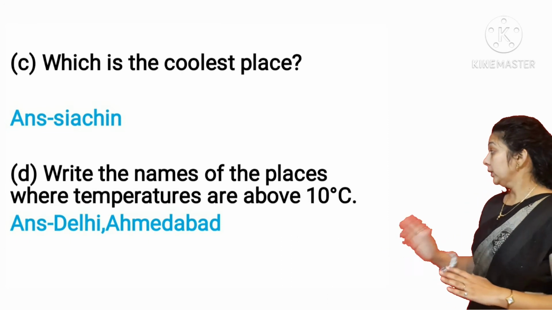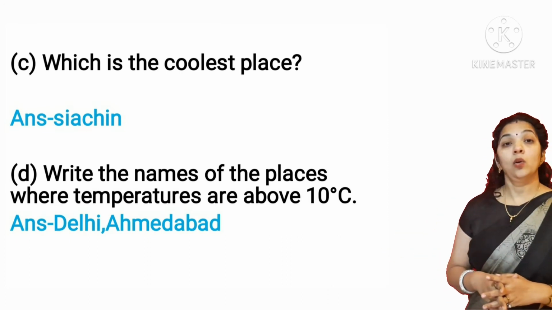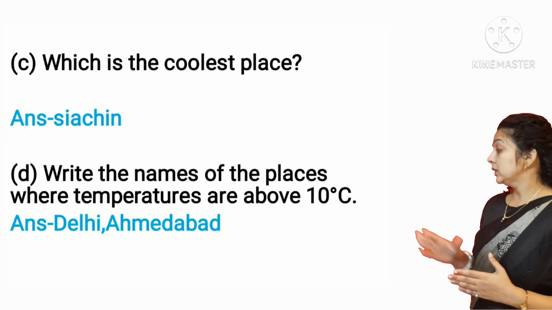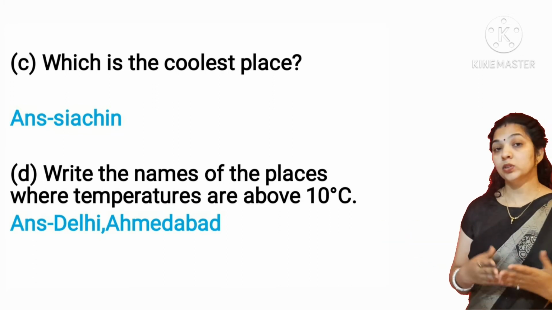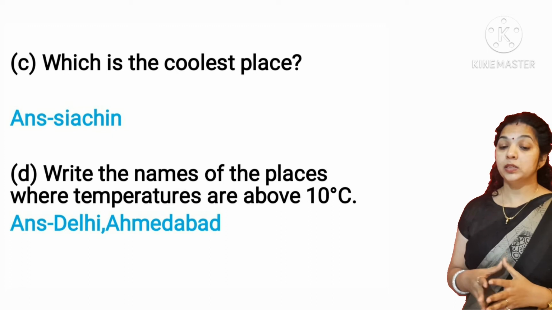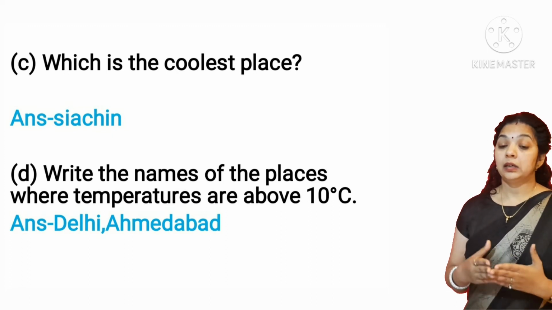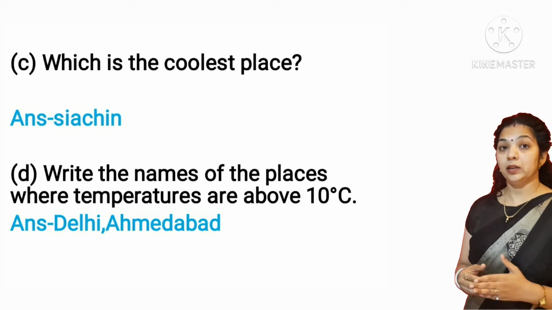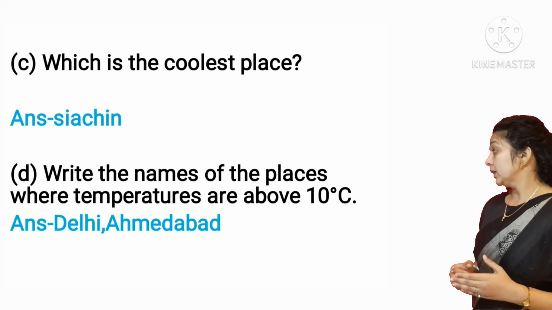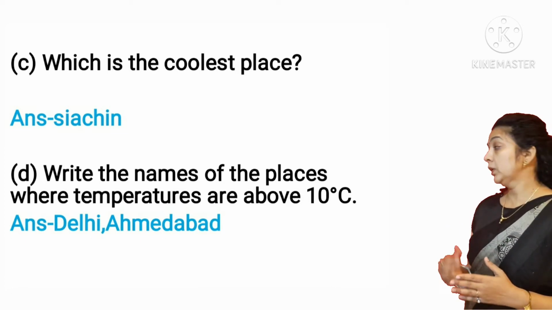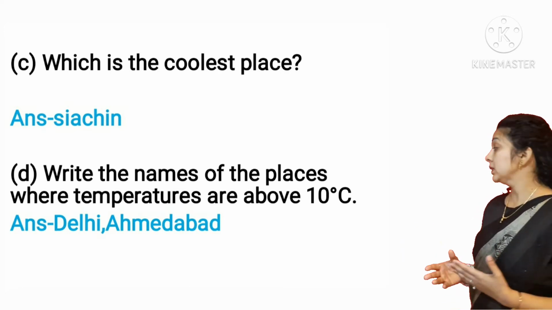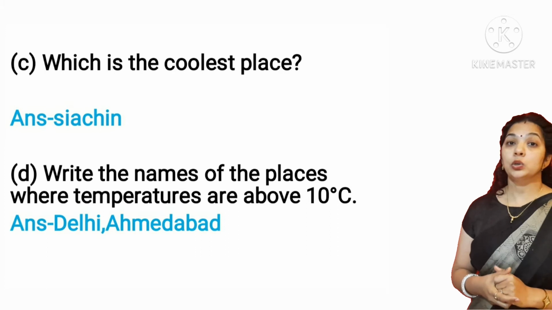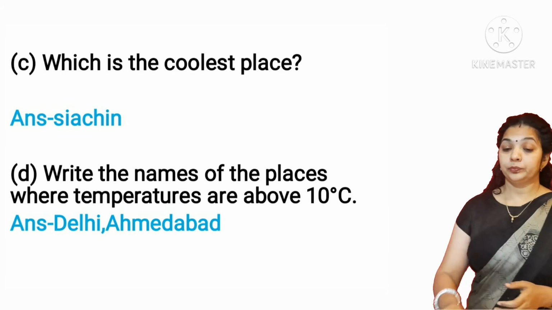Now according to this, you have to answer which is the coolest place. You can see that Siachen has the lowest temperature, so Siachen is the coolest place. Next, write the names of the places where temperatures are below 10 degrees. You can simply see that Delhi and Ahmedabad have higher temperatures than 10 degrees. So that will be the answer.